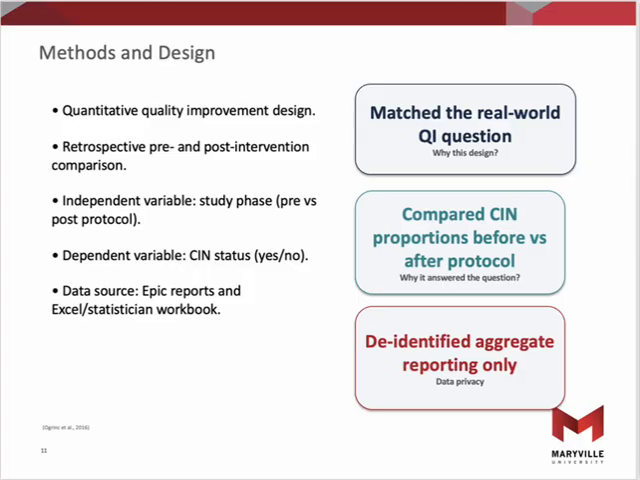So a quantitative quality improvement design with a retrospective pre and post intervention comparison was used to evaluate the workflow change. The independent variable was the study phase, and the dependent variable was the contrast-induced nephropathy status, analyzed using data extracted from EPIC reports. I compared the CIN rates before the protocol and after the protocol was initiated, and everything was de-identified as well.